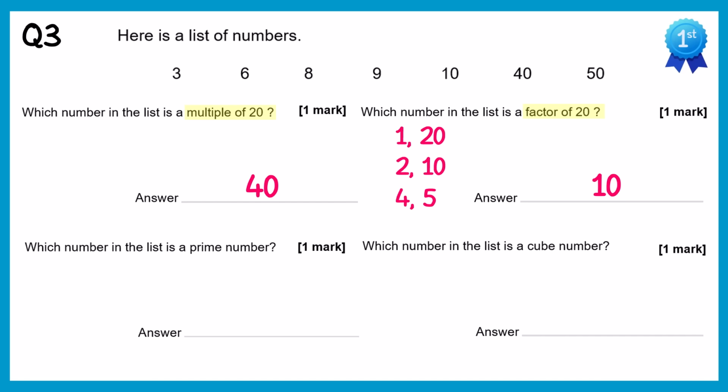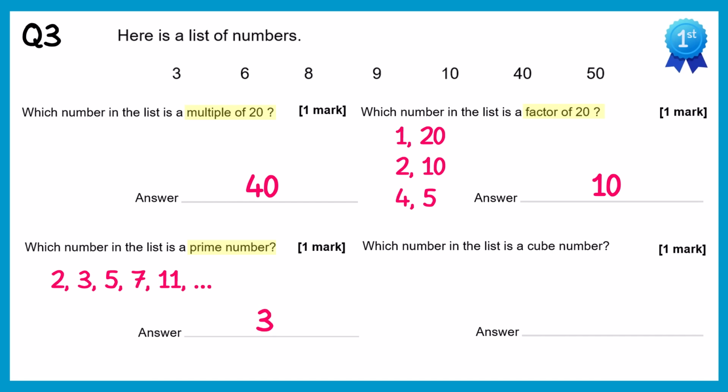In the third part, we need to find a number from the list that's a prime number. Prime numbers are numbers that have exactly 2 factors. So these are the first few prime numbers. For example, 2 is a prime number because the factors of 2 are 1 and 2. 3 is a prime number because the factors of 3 are 1 and 3. So which number in our list is a prime number? Well, that's the number 3.